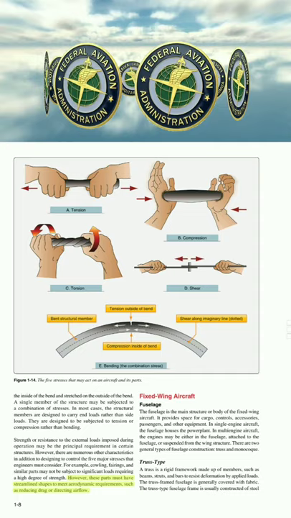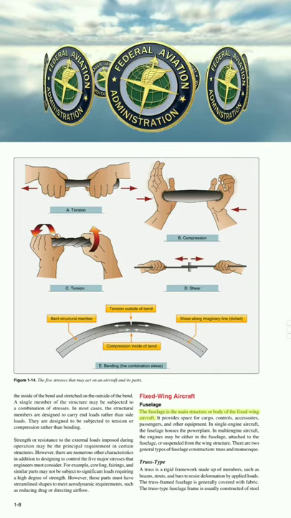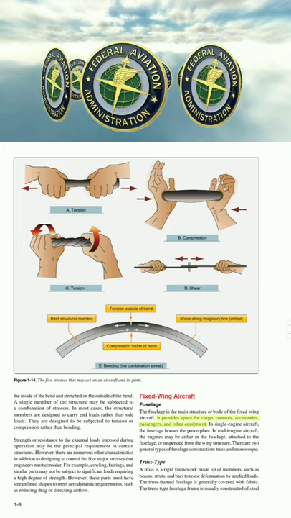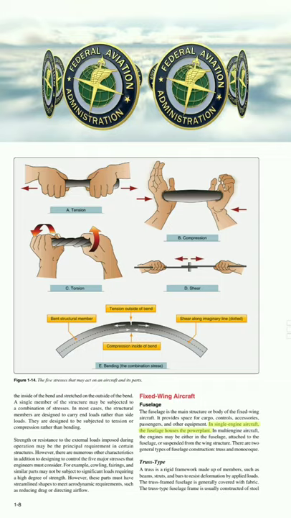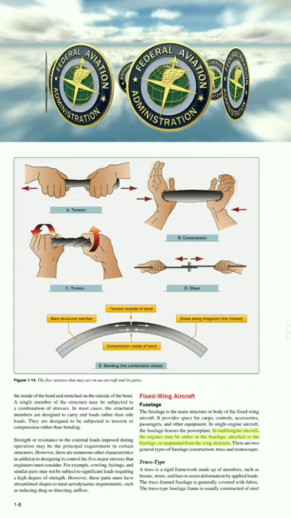Fixed-wing aircraft. Fuselage. The fuselage is the main structure or body of the fixed-wing aircraft. It provides space for cargo, controls, accessories, passengers, and other equipment. In single-engine aircraft, the fuselage houses the power plant. In multi-engine aircraft, the engines may be either in the fuselage, attached to the fuselage, or suspended from the wing structure. There are two general types of fuselage construction.